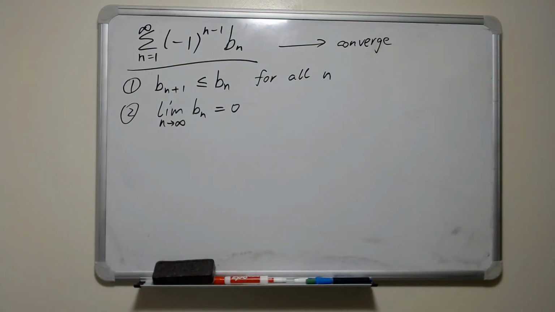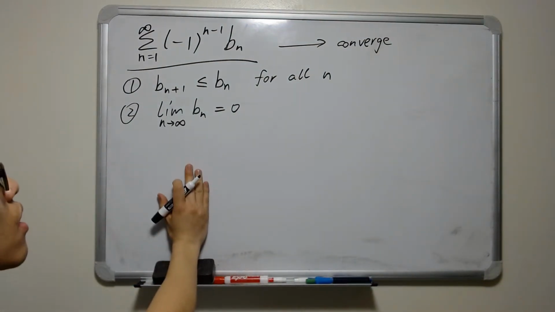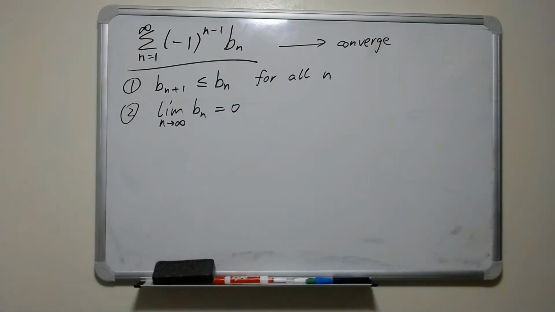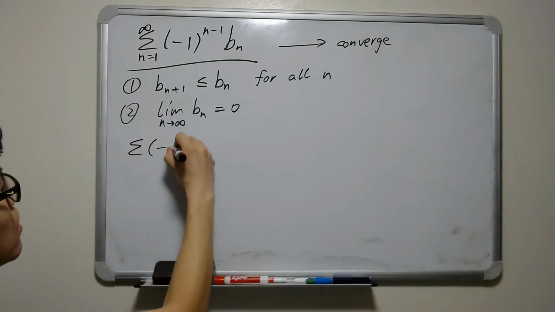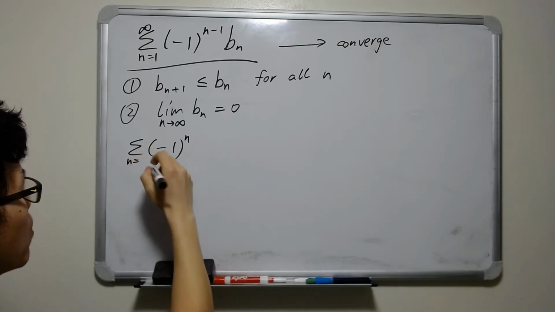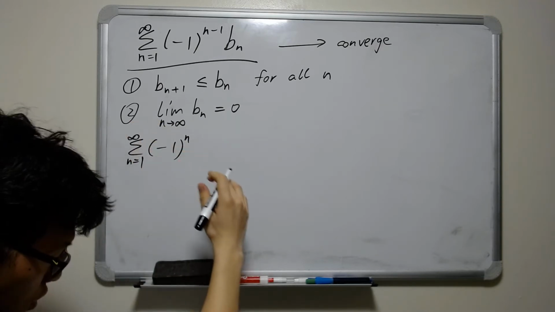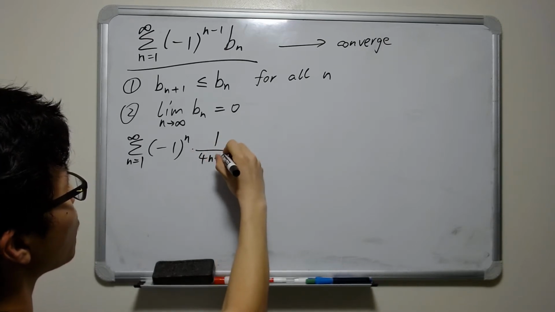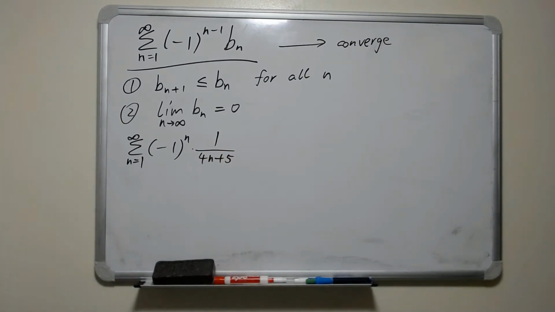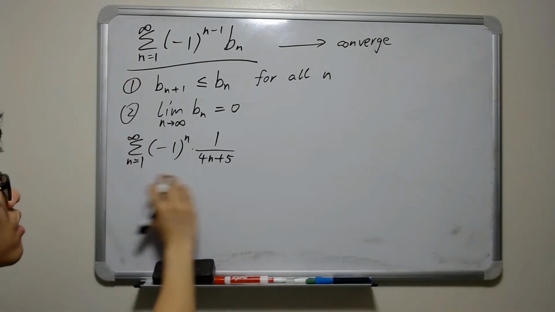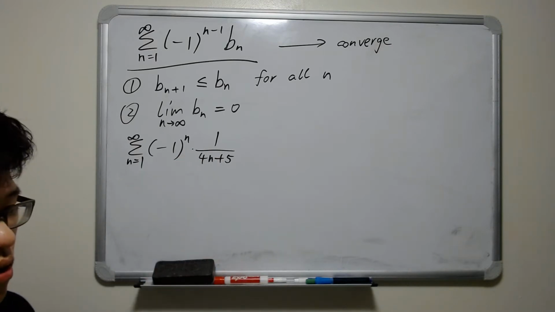Okay, so I will give you two examples to apply the alternating series test. The first one: we are given a series, the summation of (-1)^n times 1 over 4n plus 5. Then I apply the alternating series test to check the convergence of this series.